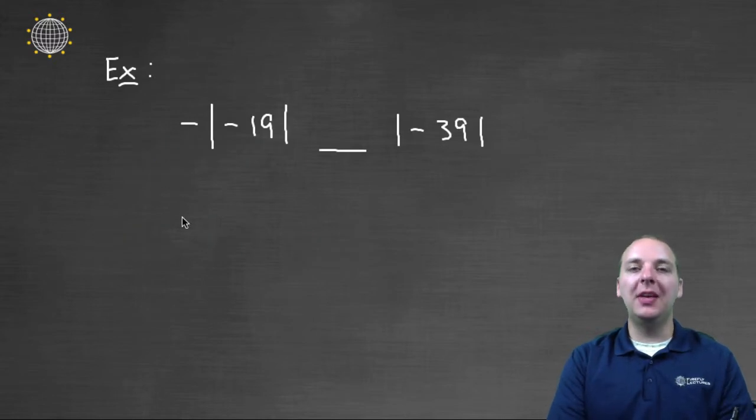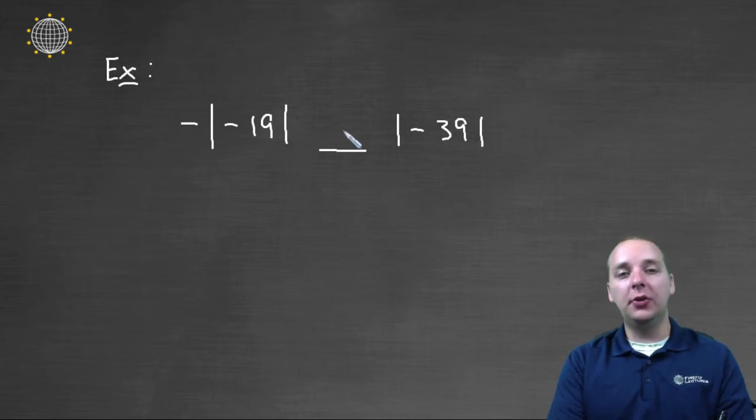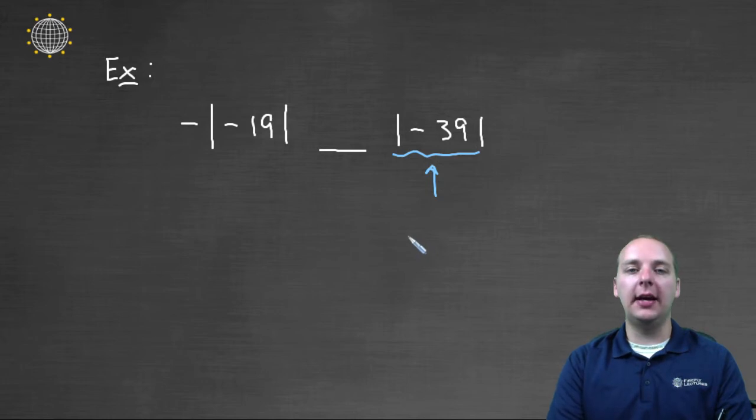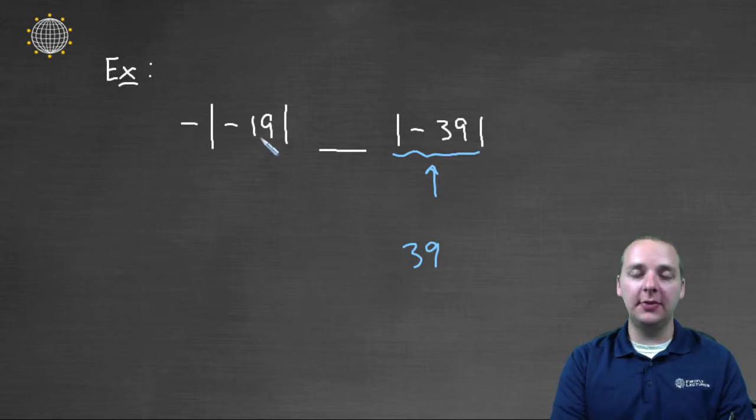All right, here's a couple of inequality problems. These can be a little bit challenging for students, especially when they start throwing in lots of negatives. Here we have negative the absolute value of negative 19, and we need to decide whether it is greater than or less than the absolute value of negative 39. Now let's start with this one. What is the absolute value of negative 39? That's the distance that negative 39 is away from 0. So this will give you 39. And then the absolute value of negative 19 is positive 19.